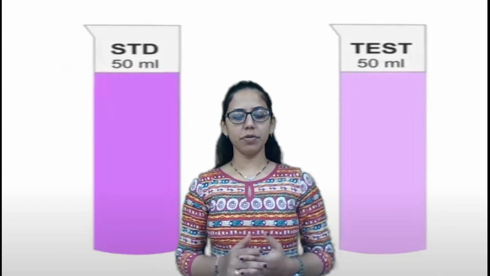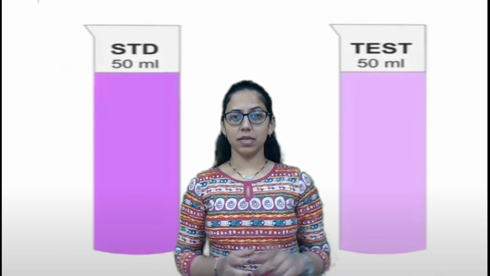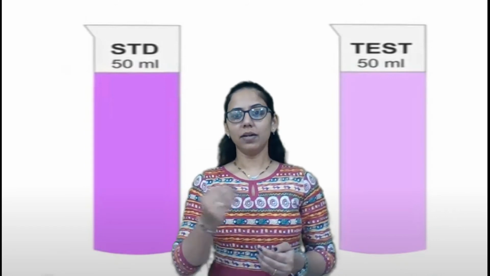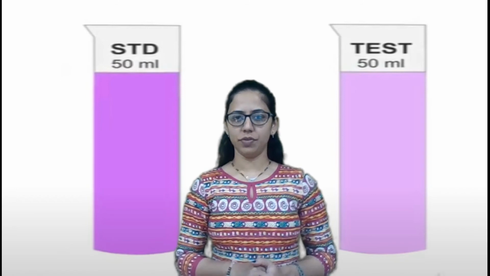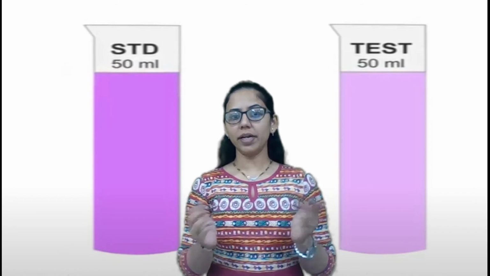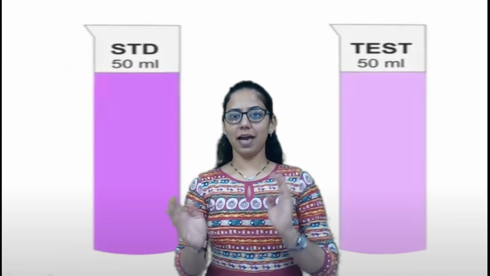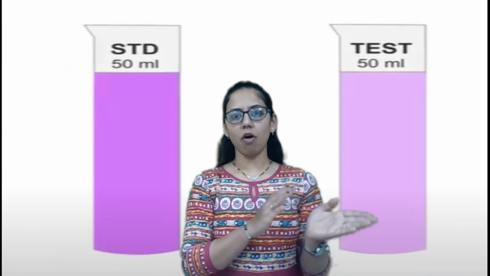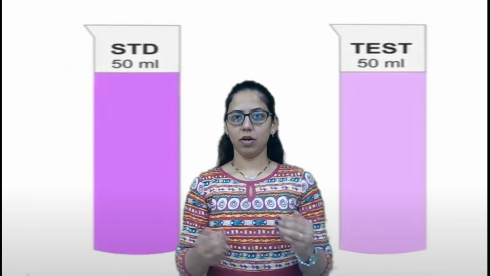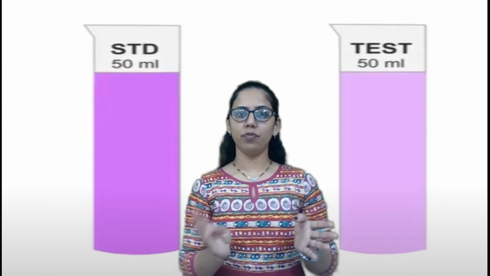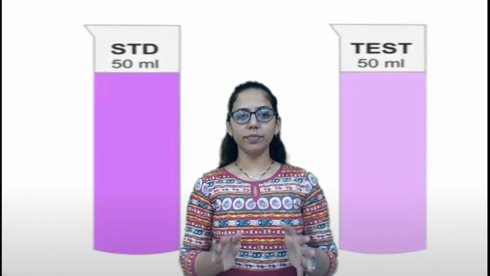Now, one precaution you have to take care of is that the same glass rod should not be used, because that will affect your observation. Which two varieties of observation can we observe? Either the test has more intensity or less intensity. On the basis of that, your sample either passes or fails. So let us see the observation.